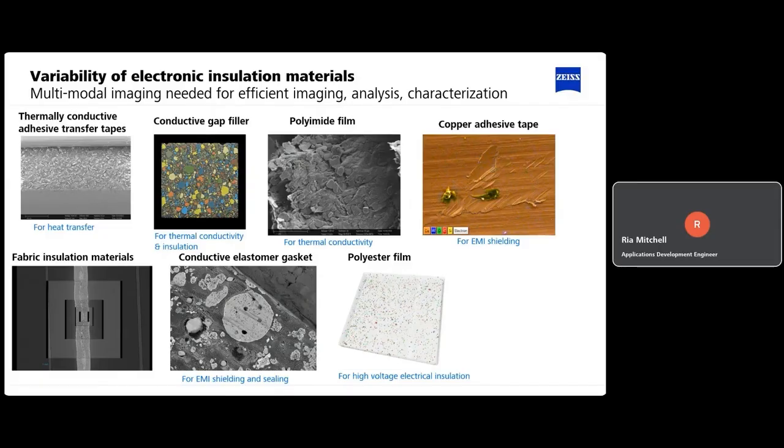These are all used for different applications as well. So these can be used for EMI or electromagnetic interference shielding or sealing, thermal conductivity, insulation, and things like heat transfer as well. So while this isn't an exhaustive list of all of the different insulation materials that we can be looking at, I'm going to show you some examples from some of these that are shown here.